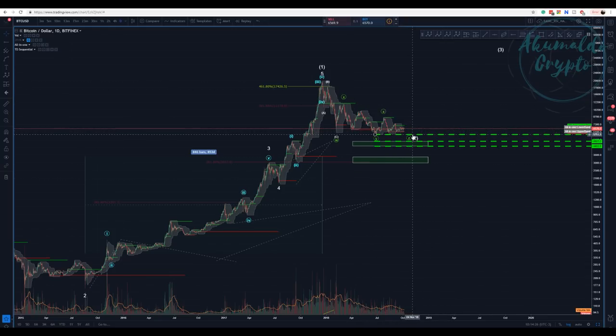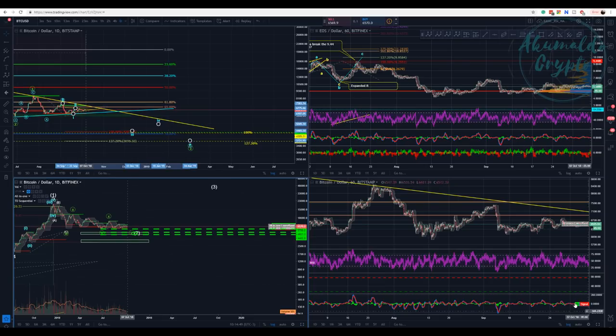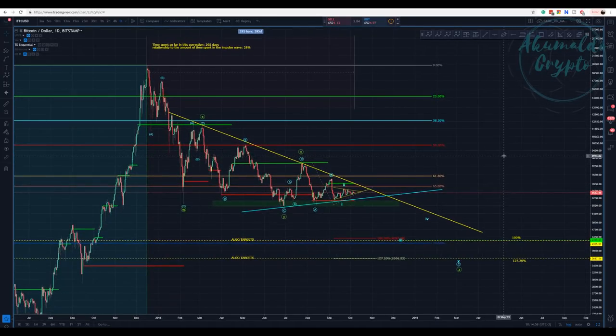Okay, we have those targets here. Are we gonna hit those targets? Only time will tell. Okay, and then we would need to resume this wave three. We are in a wave two, a deep wave two, a triple combo. Considering the amount of time that we spent in this impulse wave, it's not a surprise that we are in such a huge, such a long correction. And I don't think it's gonna end soon, of course.